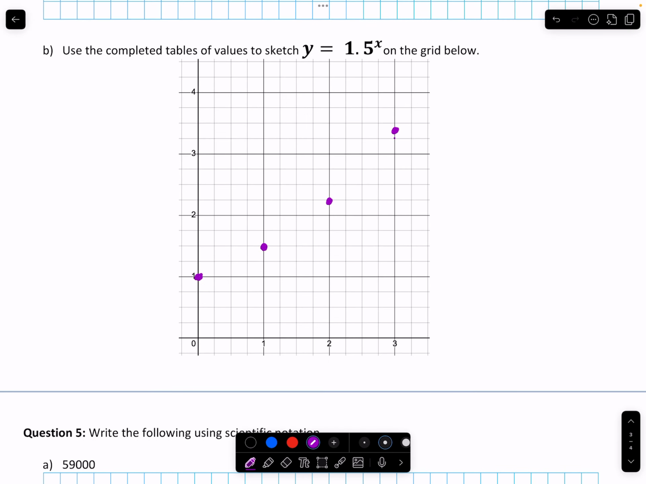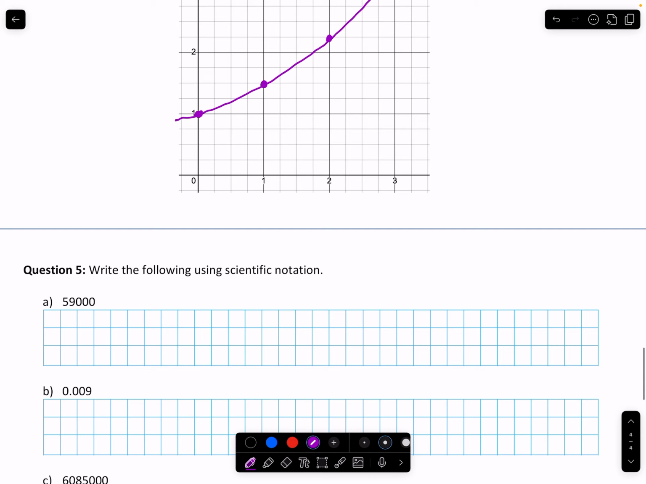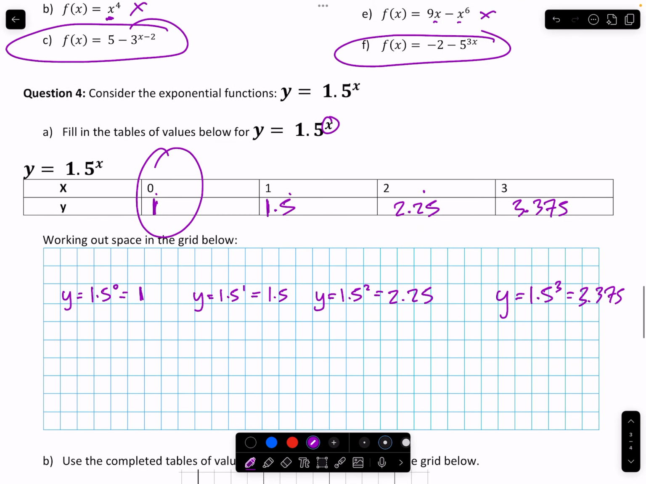Okay? Sketch it. So all I've done is dots. Now I want to draw a curved line through it because an exponential function is curved. That's that done. That's exponential functions.